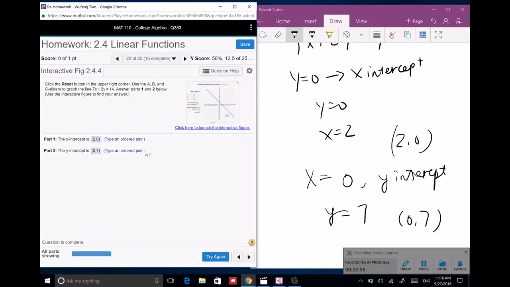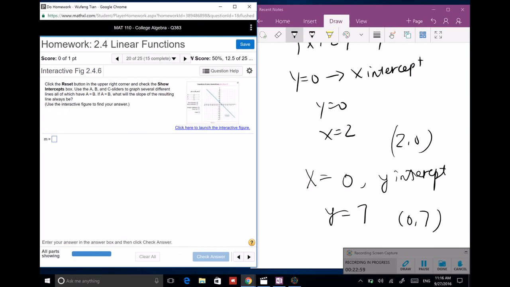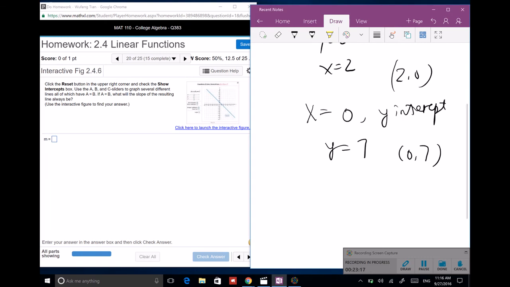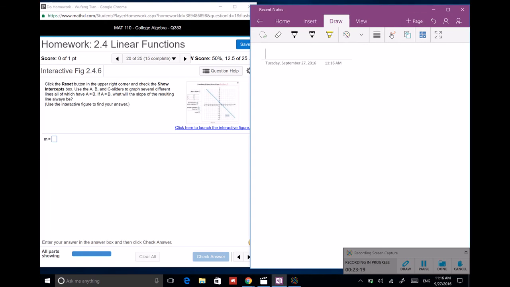Okay. You have to look at the picture because I can't, if it doesn't give me that formula. Let me see. Reset the slider in the ABC slide graph. There are several different altitudes which have A equals B. If A equals B, what will the slope be? Even if I don't see the picture, I can still do it.